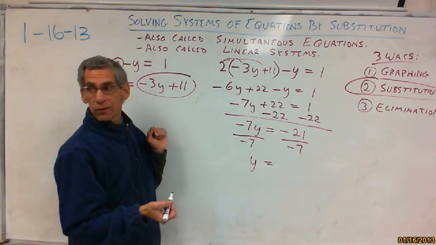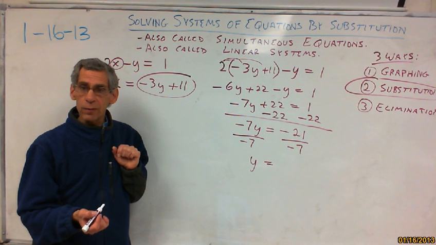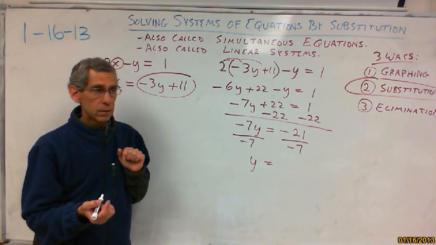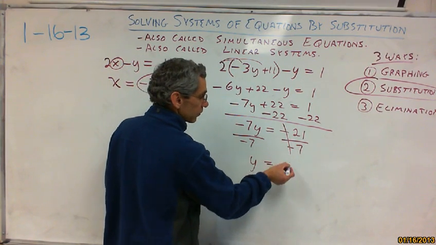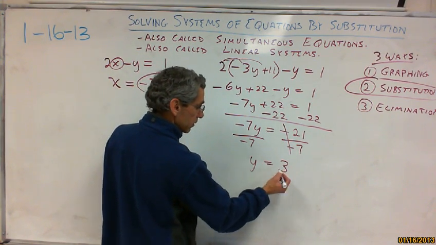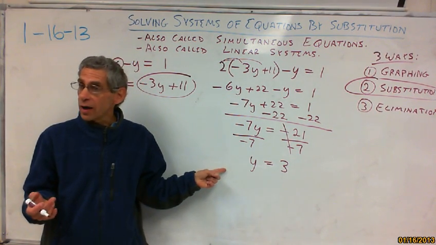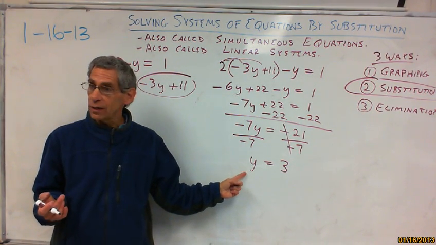Is it positive 3 or negative 3? Positive. How many people think it's positive 3? Raise your hand. How many people think it's negative 3? Oh, I think it's positive. Sorry. Okay, it is positive. So it's 3. Great. So we now know that they cross at y is equal to 3.